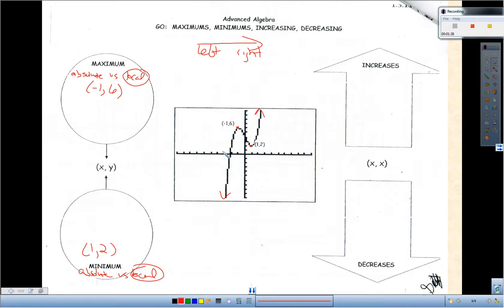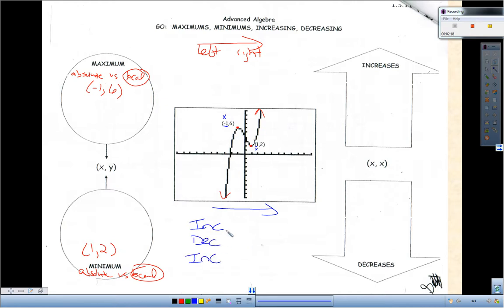Alright, so here's what we need. Whenever we read our graph, read it from left to right, we identify the max and the mins, and we're going to look at only the x value. So just the -1 and just the +1. Now, let's read it from left to right. What's the graph doing to start off with? Well, from left to right, the graph is increasing, then the graph is decreasing, then the graph is increasing.